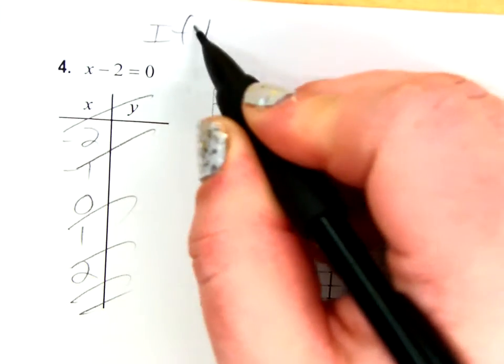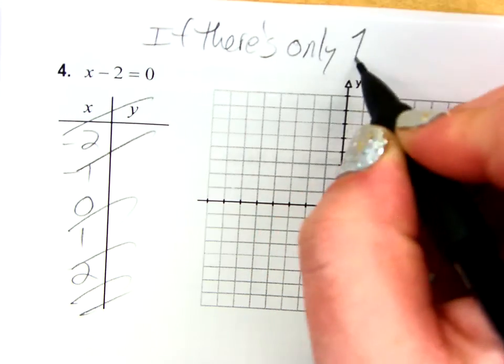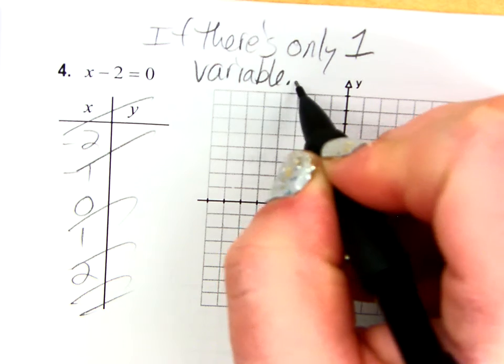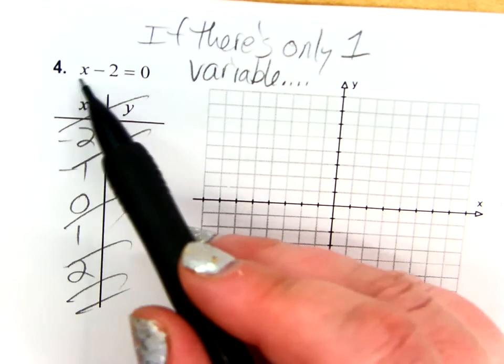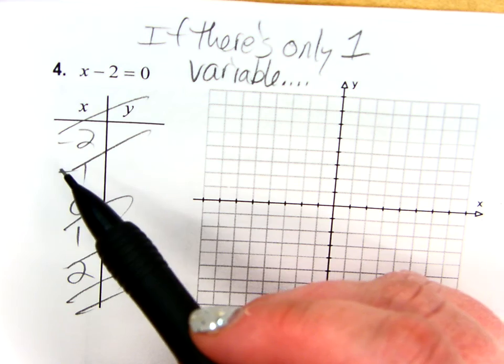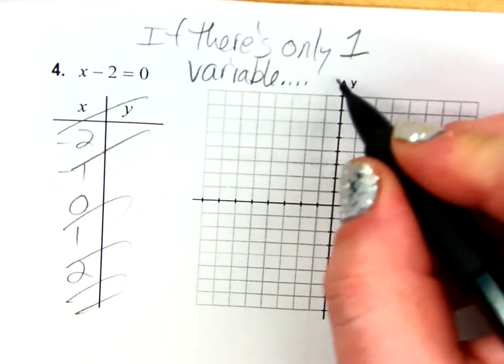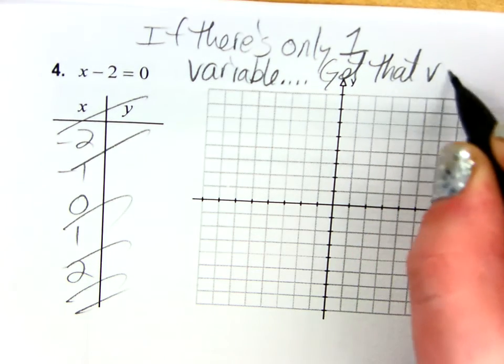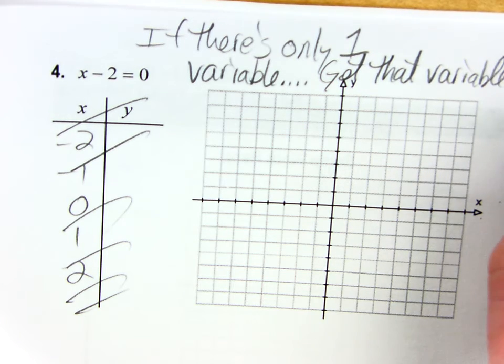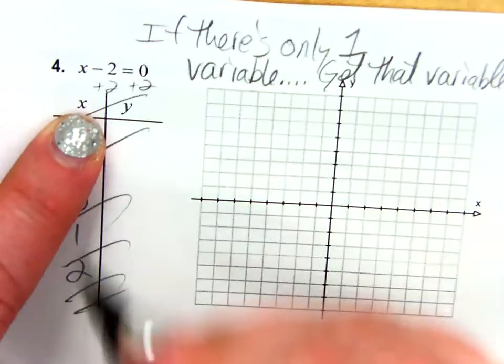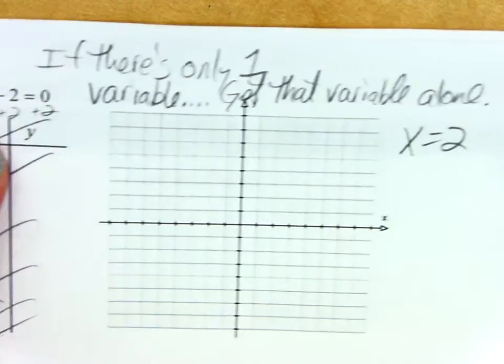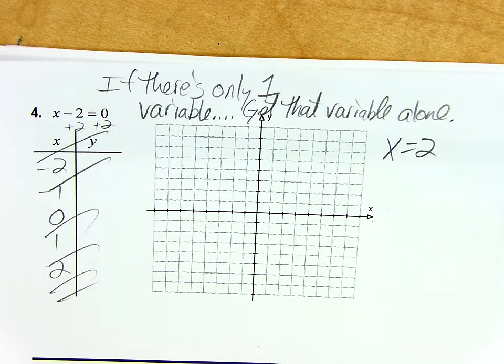If there's only one variable, here's what I would do if I were you. Look at my equation. Can I get the x all by itself? How? Add the 2 to the other side. So if there's only one variable, get that variable alone. So we'll add 2 to both sides. That gets me just x equals 2. There's no y value at all. This is still going to be a straight line.